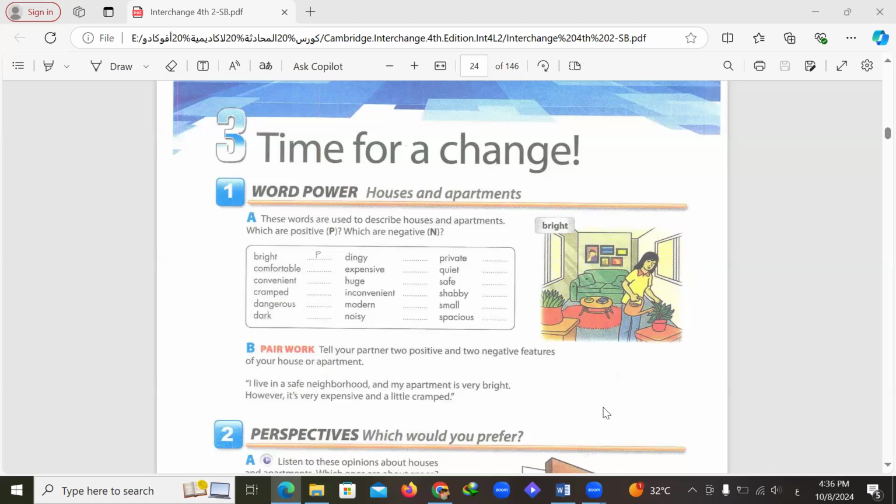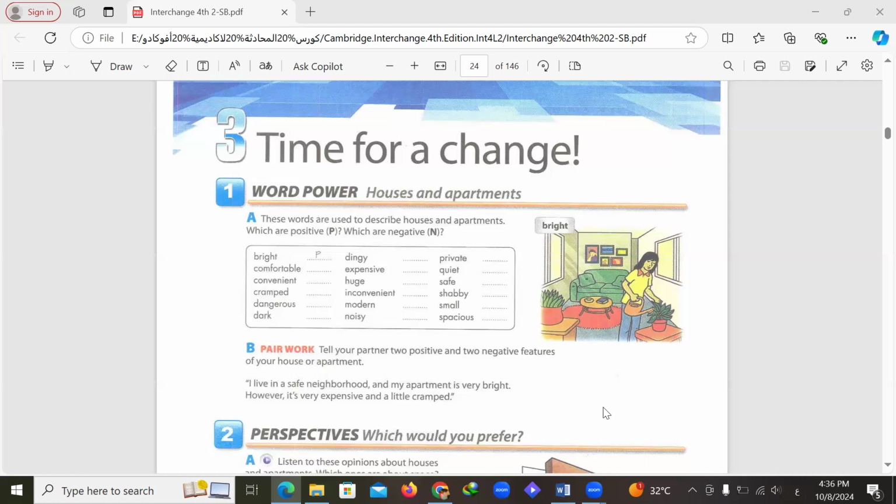Modern. Some people prefer to live in modern places and others prefer to live in ancient places. So modern, is it positive? I think it's neutral, not positive, not negative. It's according to your preference.